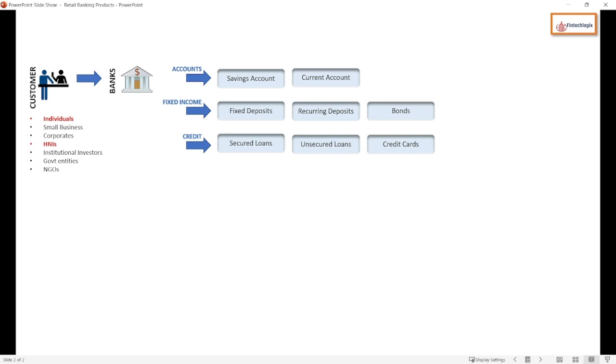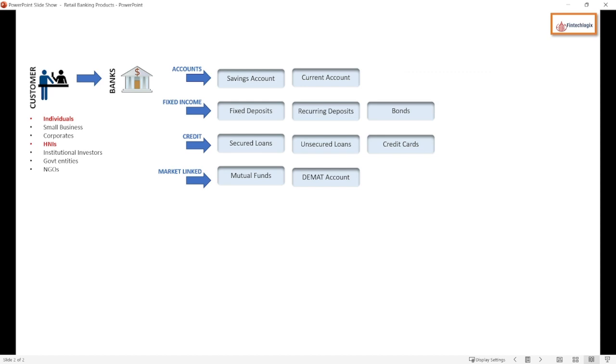Right? Credit cards also come under credit. So this is basically an unsecured loan, but it works a little bit differently in terms of the disbursement of a loan and the repayments. That's why it is categorized a little differently.